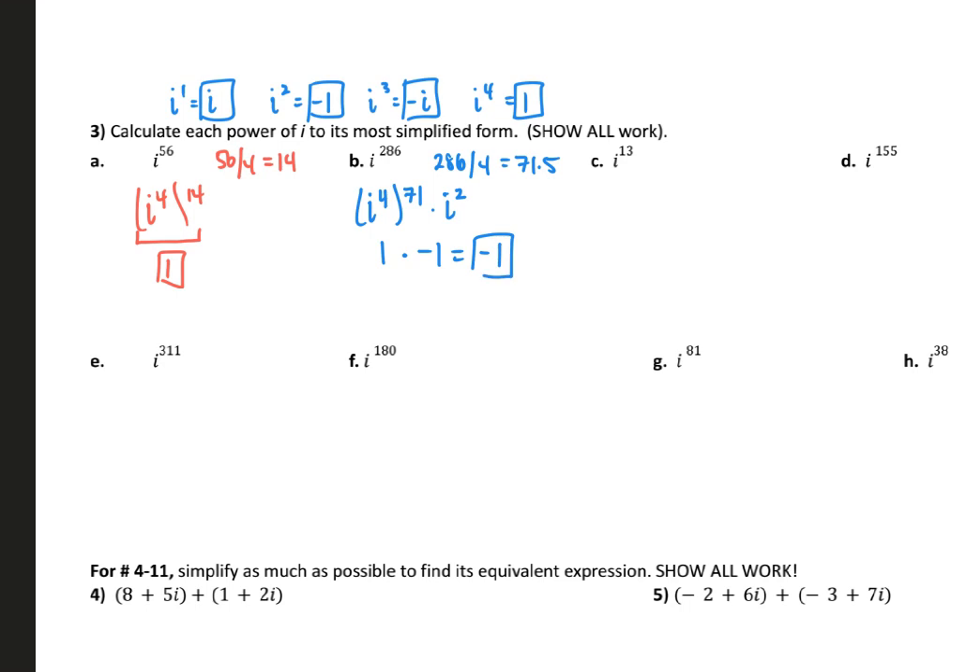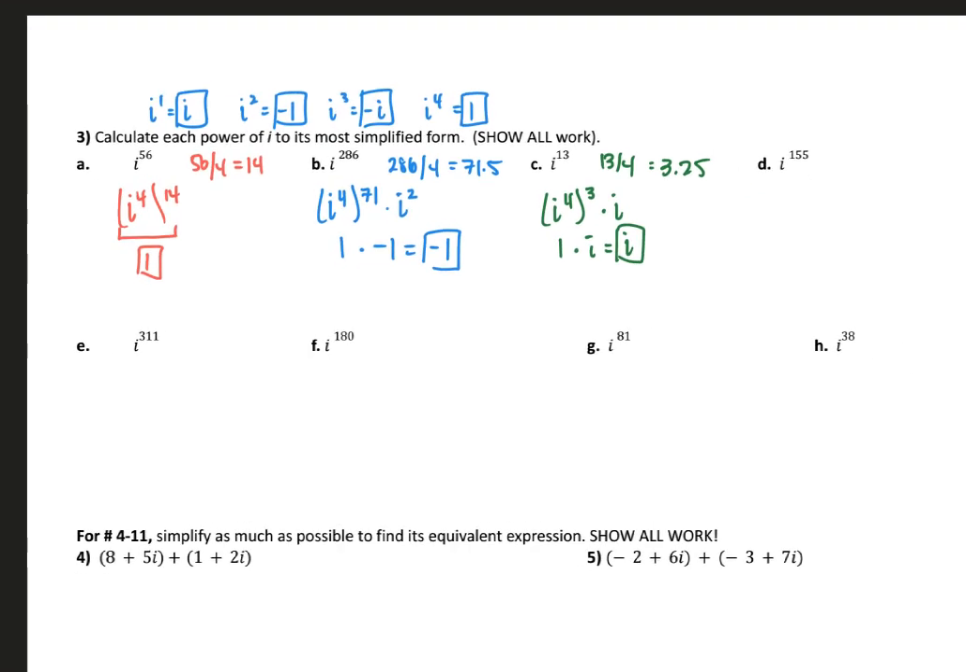Number 3, we're going to do 13 divided by 4, which is 3.25. So it's going to be i to the fourth to the third power, which will get us to 12, but we need 1 more i to get us to 13, so this becomes 1 times i, so our final answer is going to be i.